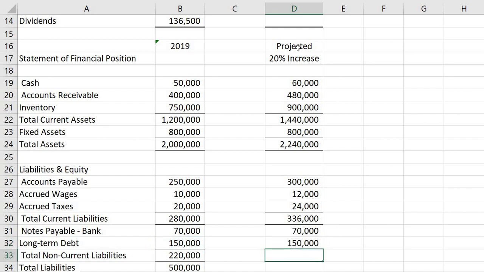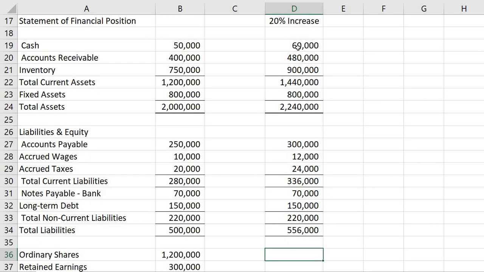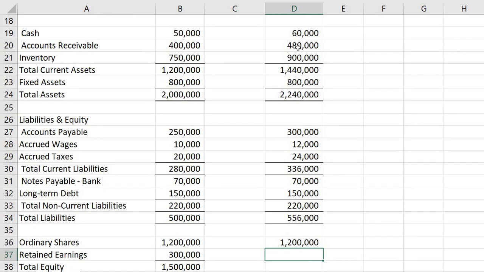So, the same also with your long-term debt. So, with that, magkano ang ating non-current liabilities? So, ganun din. So, ang total liabilities natin ay 556,000. So, there is an increase of 56,000. Okay? So, the same lang din with your ordinary shares. Wala namang additional issue. So, it's still 1.2 million.